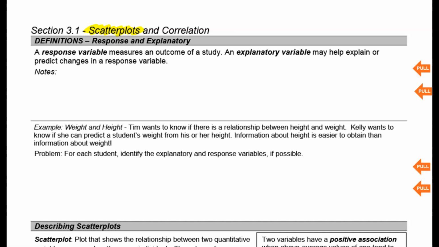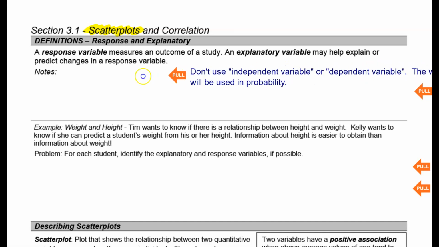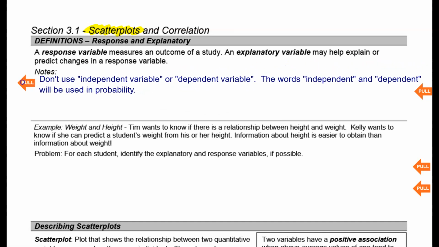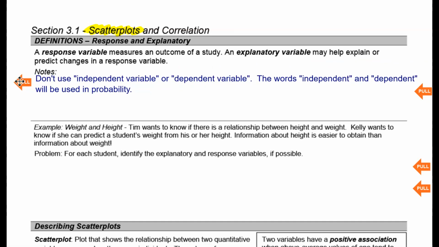Okay, we'll start with a definition. A response variable measures an outcome of a study, and an explanatory variable may help explain or predict changes in a response variable. A couple notes here. First thing is don't use the words independent variable or dependent variable. I know that you have used those words in the past in other courses, and that's fine. Your notion of independent variable and dependent variable will still be valid, except we're going to use the terms independent and dependent in probability, and I don't want to confuse those now.